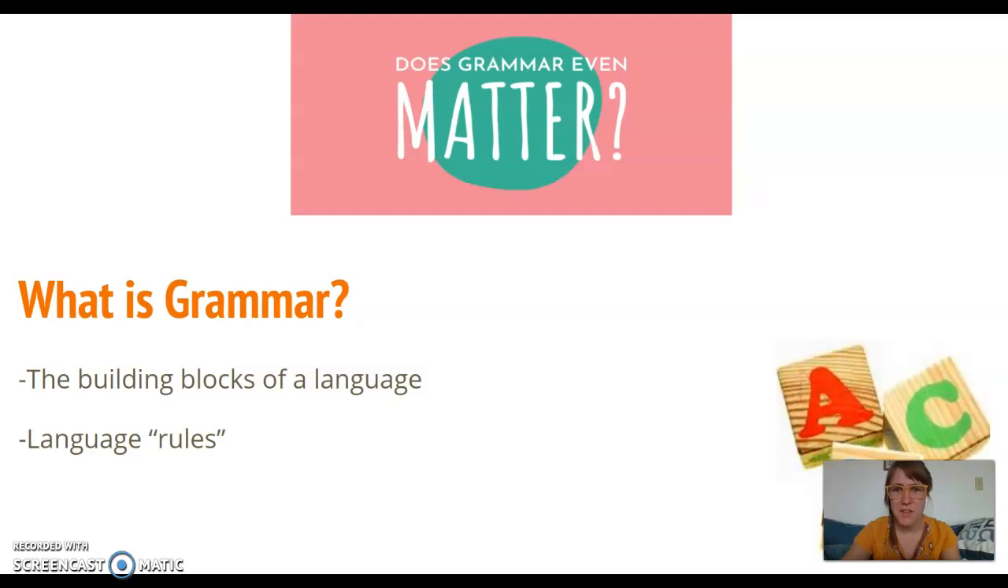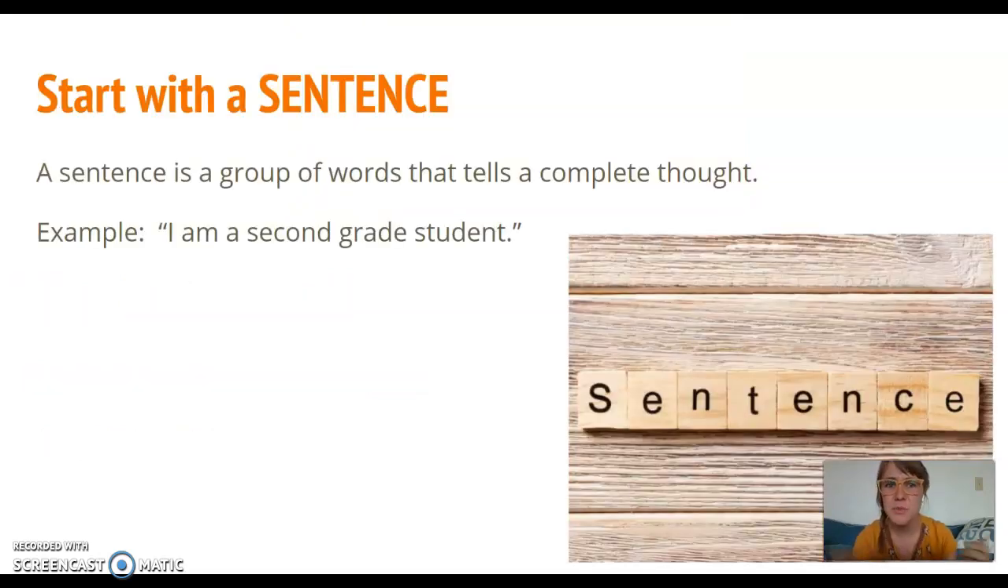So first of all, what does grammar mean? Does it even matter? Grammar is pretty much the building blocks of a language. So it's kind of like the language rules. And it's very important because we know that rules are in place to be able to keep us safe, to have a lot of fun, right? Same with grammar. It kind of keeps our language safe and allows us to have fun because it all makes more sense.